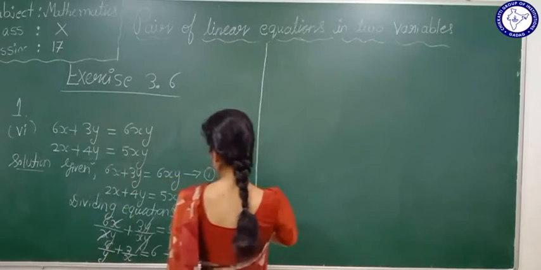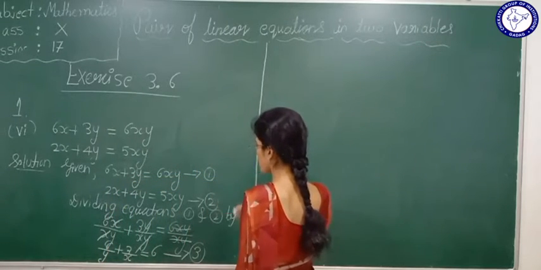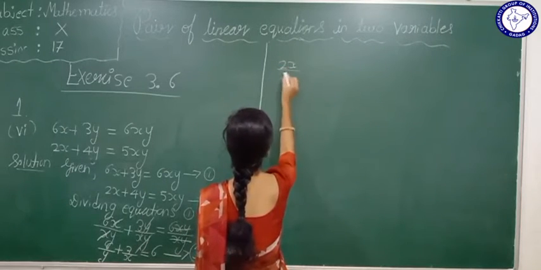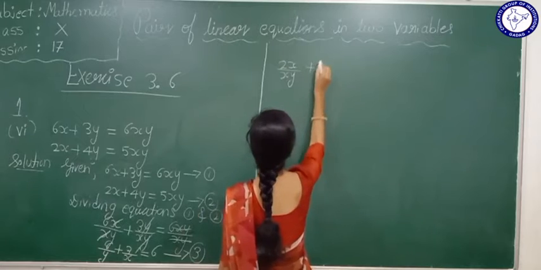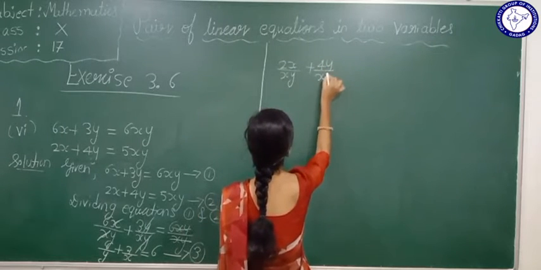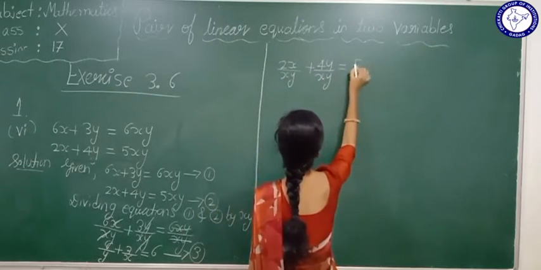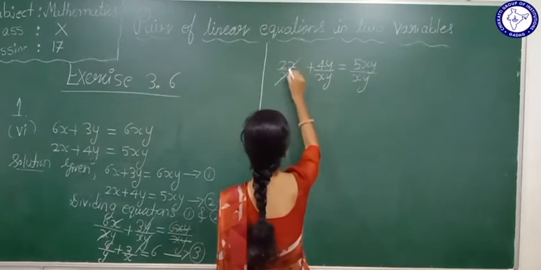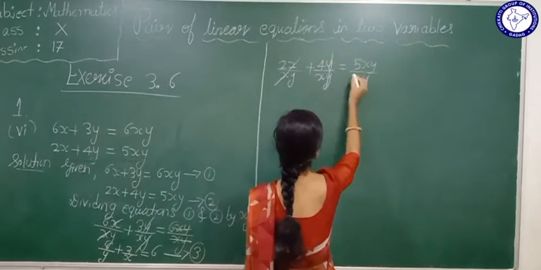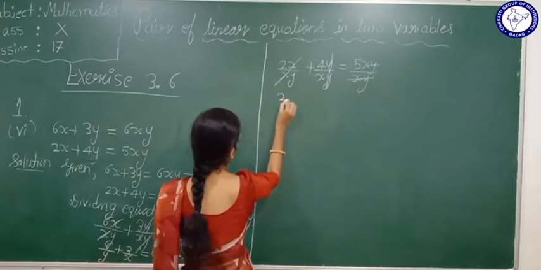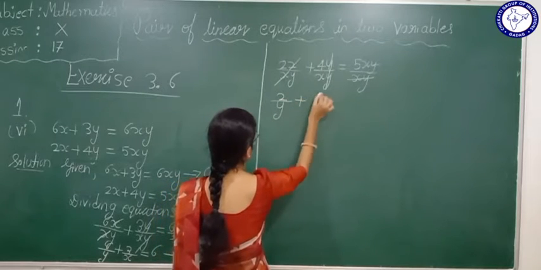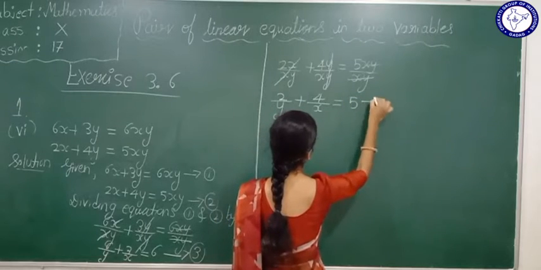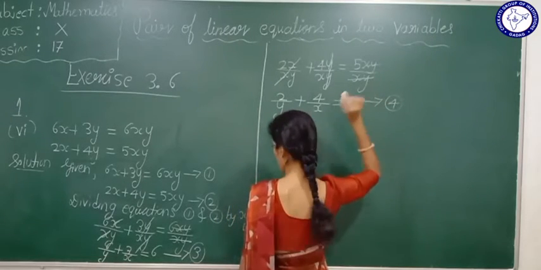Now divide equation 2 also by xy. So what will it become? 2x by xy plus 4y divided by xy is equal to 5xy divided by xy. Here x gets cancelled, y gets cancelled, here xy. So what we got is 2 divided by y plus 4 divided by x is equal to 5. Call this equation number 4.